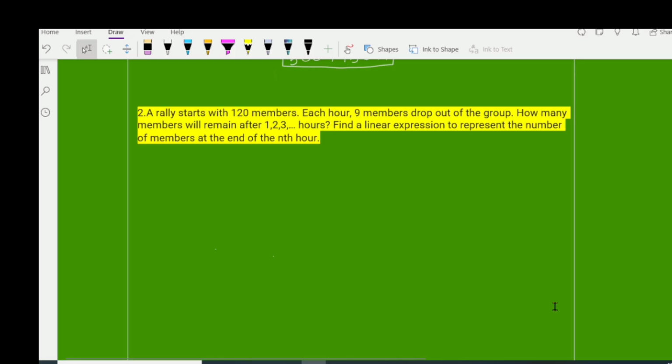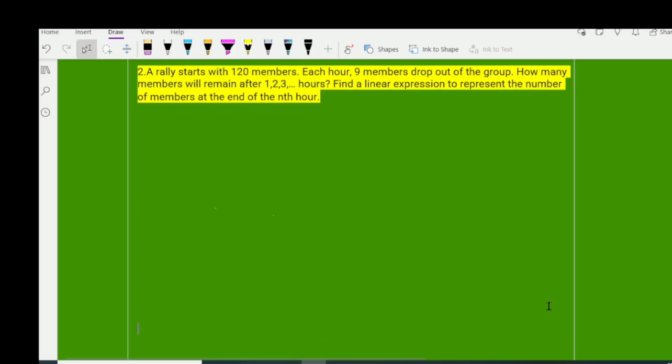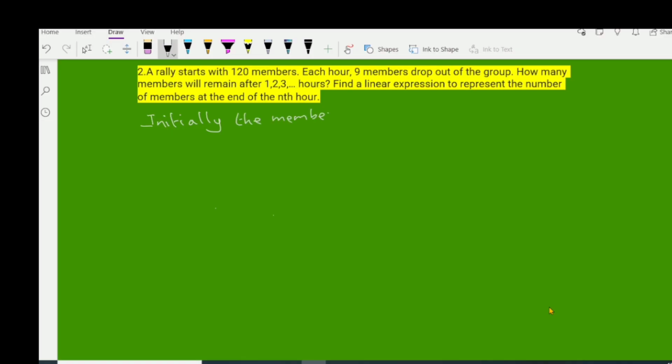Second one, the rally starts with 120 members. Each hour 9 members drop out from the group. How many members will remain after 1, 2, 3 hours? Find the linear expression to represent the number of members at the end of the nth hour. Okay, same like the previous sum, right? Initial members. Initially, there are 120 members.